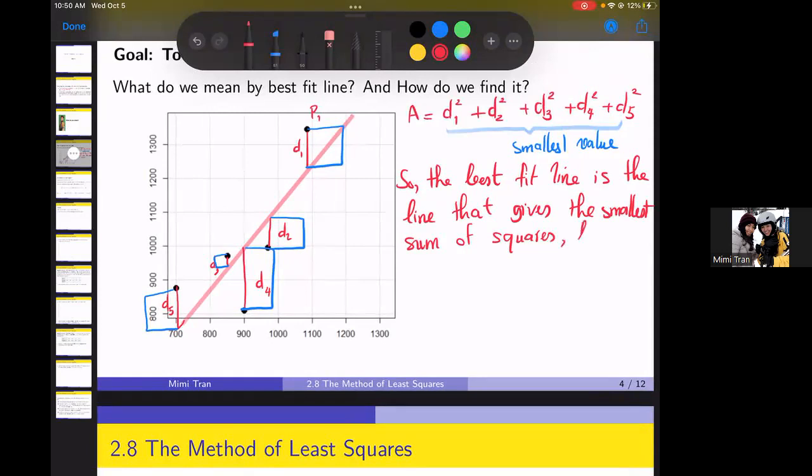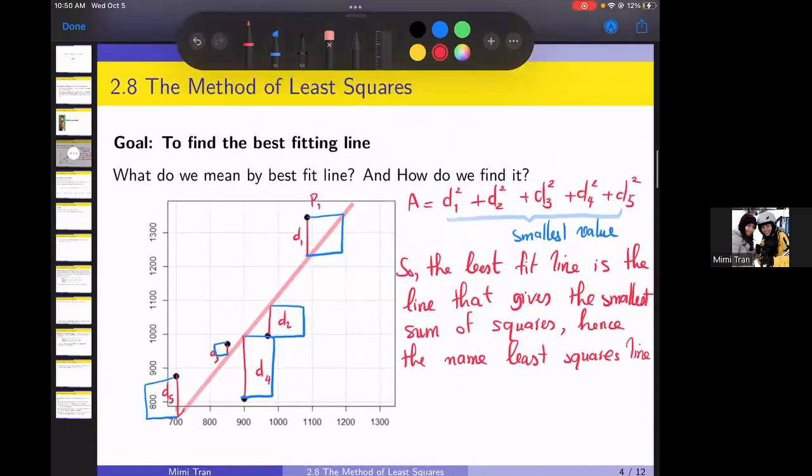Hence the name, least square line. That's the name. Least square. Square is just square, like literally a square. Least is the smallest. So the smaller the squares, the smaller the sum. So your equation, the graph of the equation, is drawn in such a way that you minimize your squares as much as possible, so the area is small. And that's the best fit line.